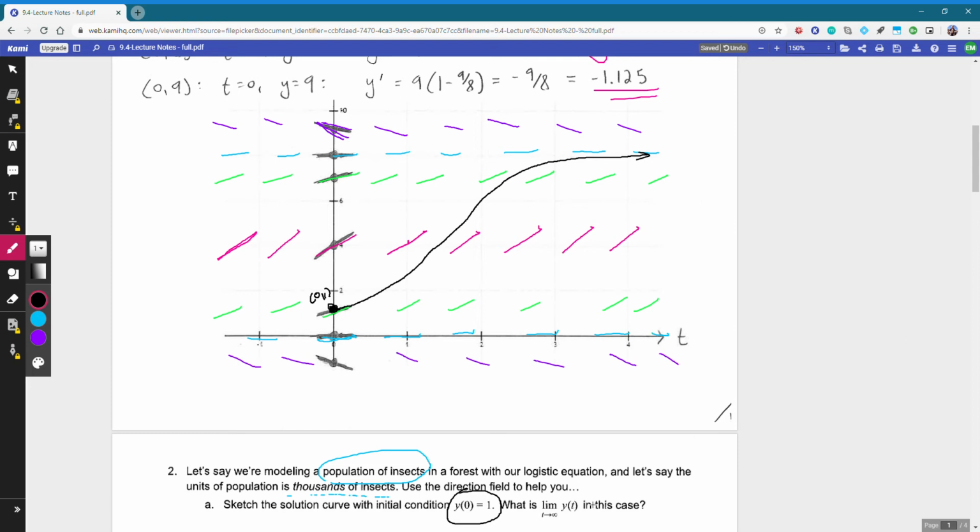And so here the question asks us, well, what's the limiting behavior of our solution function? The limit of y of t as t goes to infinity. And so here, as t increases, things are mellowing out, and it looks like our y values are approaching 8.